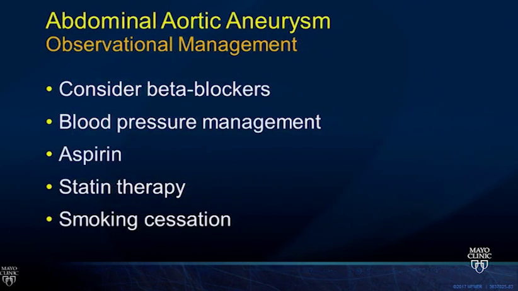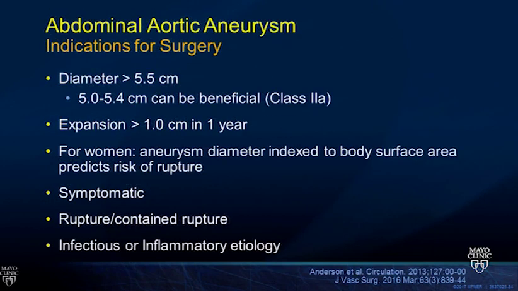Consider beta blockers, blood pressure management. The Heart Association guidelines recommend considering 130/80, which was not addressed in JNC8. Aspirin, because this is an atherosclerotic process for most patients. Statin therapy and smoking cessation.